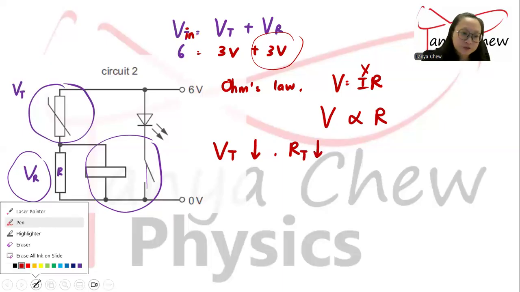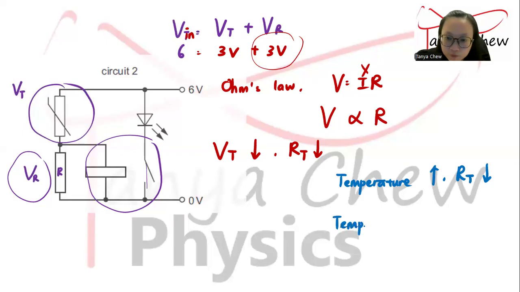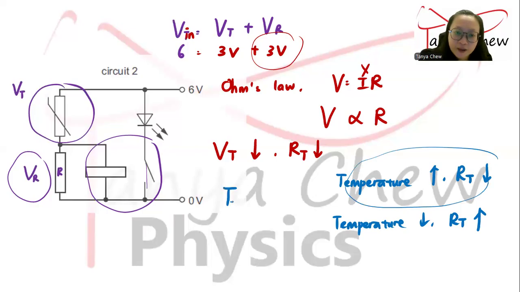How does this thermistor work? It depends on the temperature. When the temperature increases, the resistance of the thermistor would drop. But when the temperature is decreasing, the resistance of the thermistor would increase. I am going to use this. I need a high temperature. The temperature must increase in order for me to decrease the resistance across the thermistor.